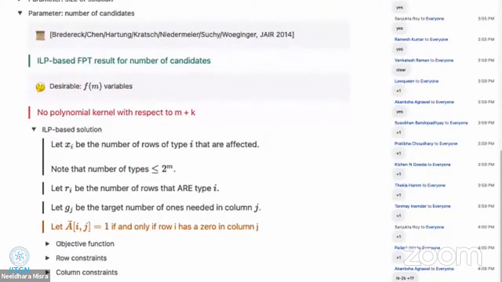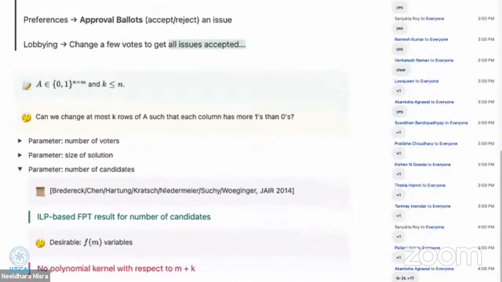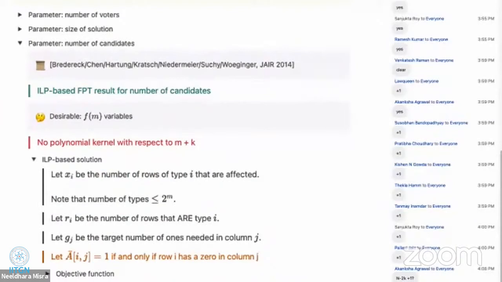So let's just say that K is, it's probably not visible now, but K is the solution size. So when I say affected, I mean affected by the solution. So our budget is K and xi is the number of rows of type i that are affected. So there's a natural, okay, you could either think of it as an objective function where you want to minimize the number of affected rows, or if you want to think of it as a decision problem, you could just think of it as a feasibility constraint. So although I've written objective function, you could think of it either way.